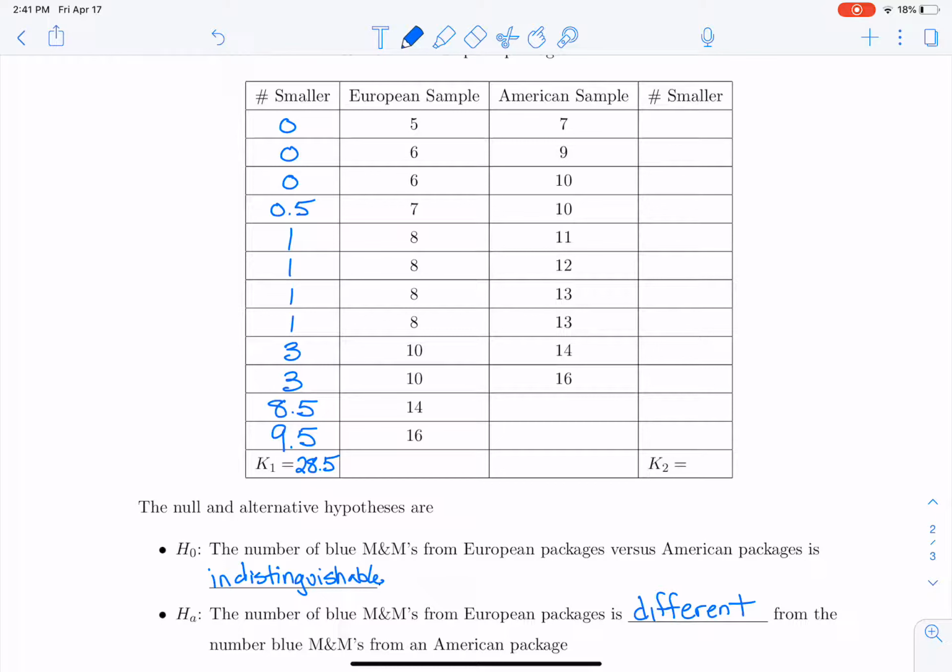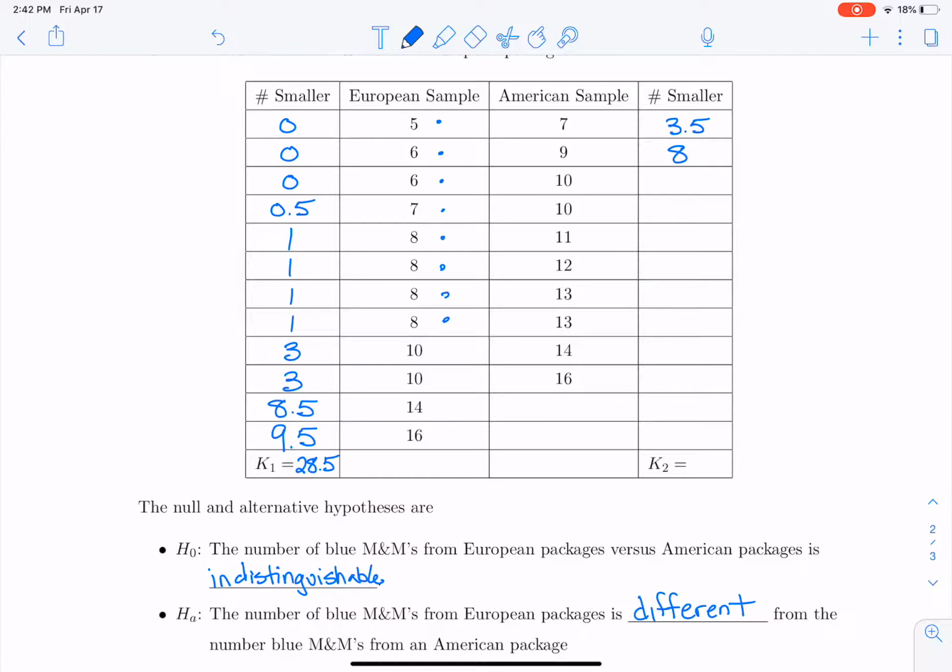Okay, now we're going to do something similar. We're going to take all the samples of packages of M&Ms from the United States, and we're going to count how many packages of European M&Ms had fewer blue M&Ms. So I'm going to start with this 7, and I can count 1, 2, 3 and a half. So there are 3.5. And then I can move on to 9, and I can count 1, 2, 3, 4, 5, 6, 7, 8 that are less.